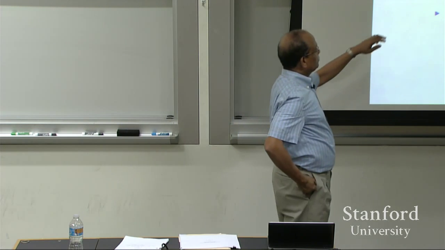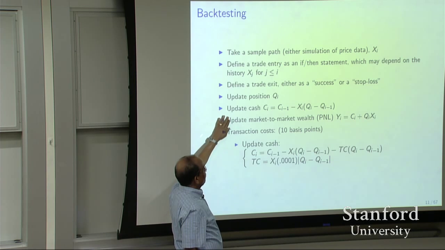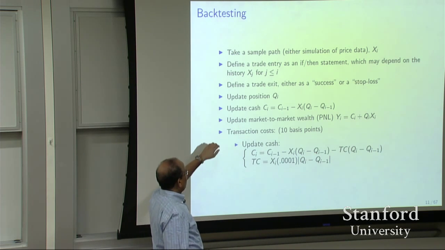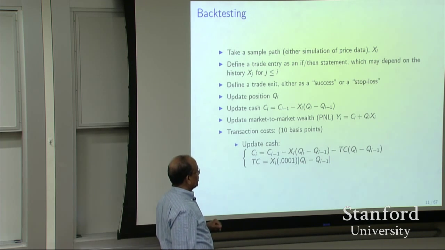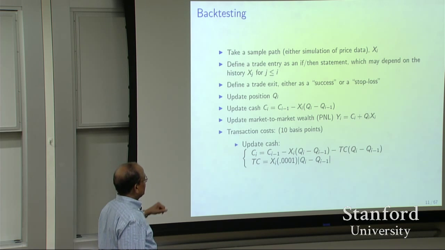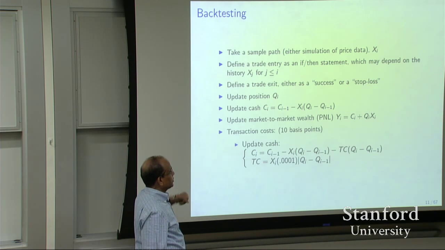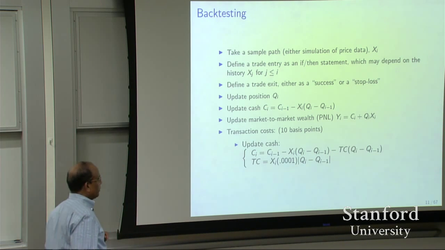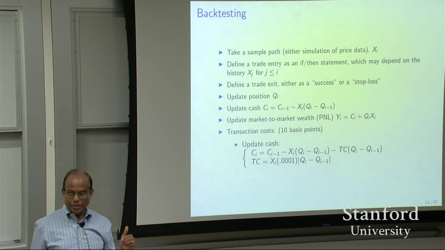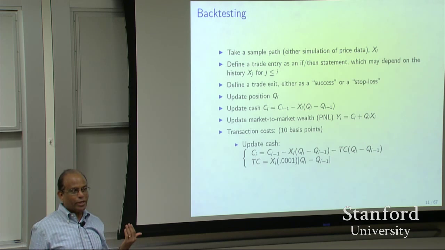So we are going to use the simple rule. We are going to update the position. We are going to keep track of the cash, how much money we have, and we are going to update the mark to market profit and loss equation. One of the things I want to mention here is that the same P&L equation, sometimes they call it the equity curve. Essentially it looks at how much money you are making over time.